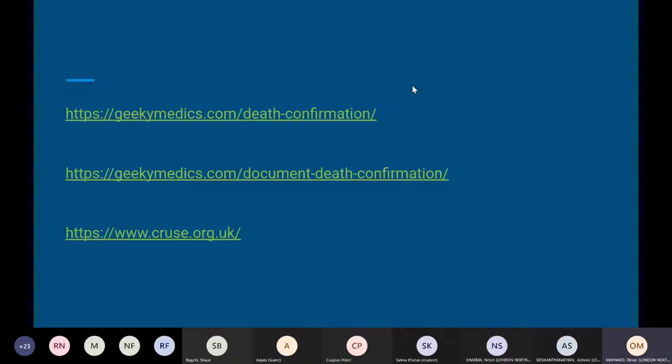The Cruse website is a website for bereavement. It's a good thing to have up your sleeve in OSCEs if you're having to console a next of kin or give them a bit of information of somewhere they can go. And it's also really good in real life if you have patients who are not sure what to do or how to process it. You can point them towards the Cruse website.